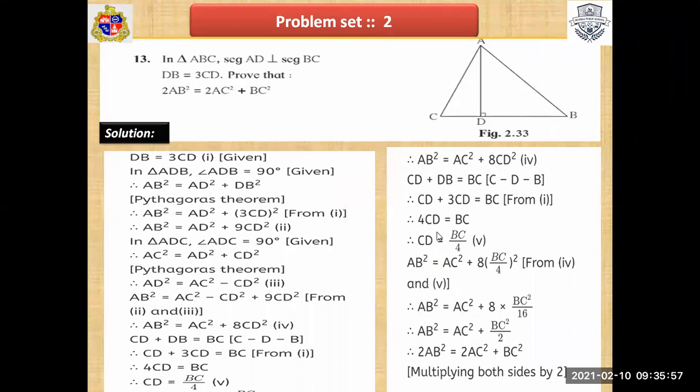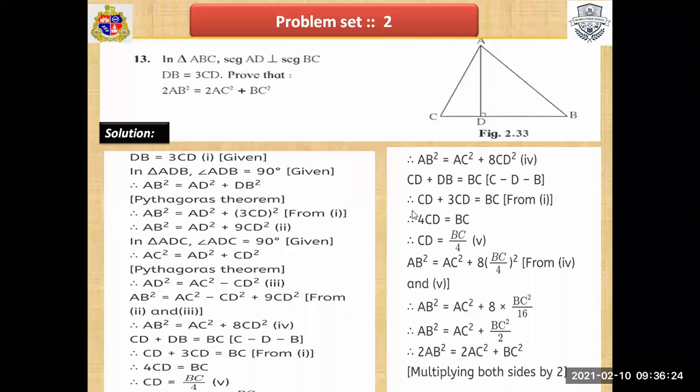Then substitute here in equation 4: AB square is equal to AC square plus 8 times BC square by 4 square, that is 16. 8 ones are 8, 8 twos are 16, so it becomes BC square by 2. Take the LCM, multiply this side by 2: 2AB square is equal to 2AC square plus BC square.